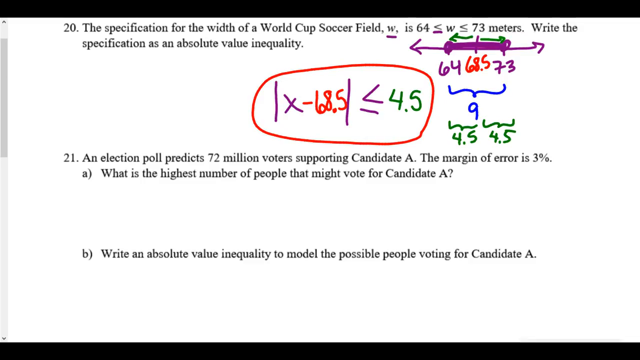All right, number 21 has an election poll predicting 72 million voters supporting candidate A. The margin of error is 3%. So it says for part A, what is the highest number of people that vote for candidate A? So if there's 72 million, that's 6 zeros, and the margin of error is 3%. So that means I could really add on 3% of that. So I'm definitely going to want a calculator for this one to set up laziness. I'm taking, where's the calculator?